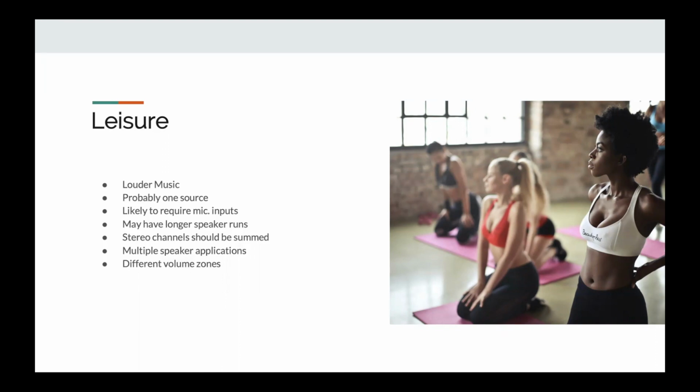You can add microphone inputs. You will probably want to consider radio mics. Again, a lot of presenters will want to use body packs rather than handheld mics because obviously there's a lot of physical activity. You'll probably need longer speaker runs, and stereo channels should again be summed.